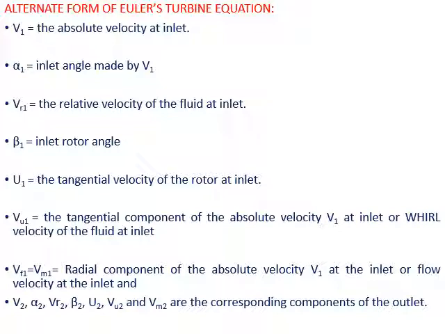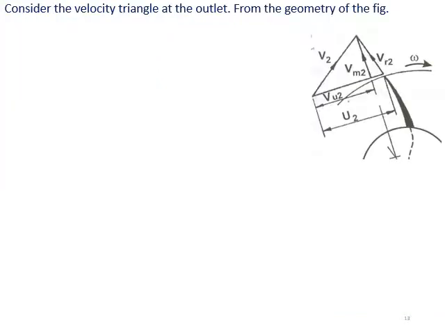Now consider the outlet velocity triangle from the given geometry. According to Pythagoras theorem, V2 square is equal to Vu2 square plus Vm2 square. So now Vm2 square is equal to V2 square minus Vu2 square.